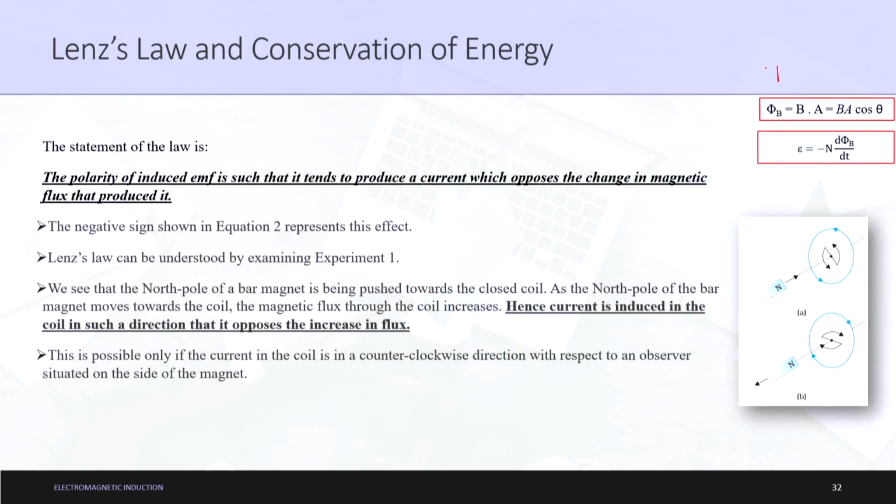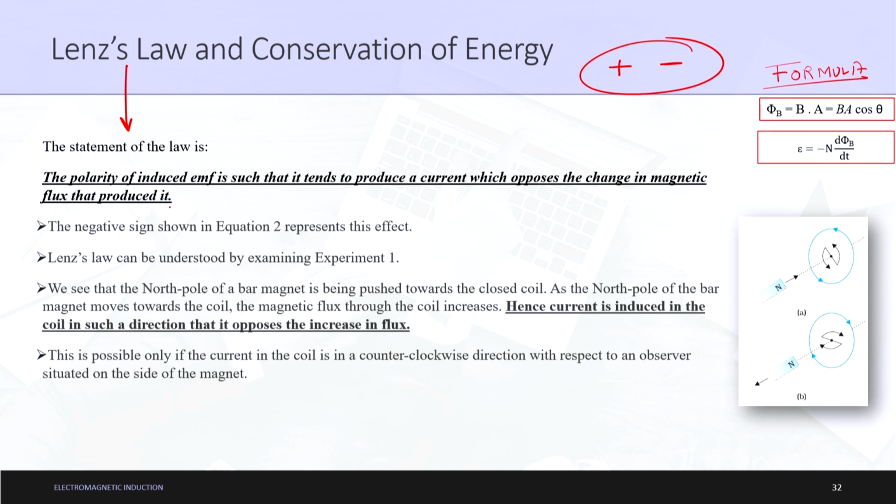As you keep on seeing, the formulas are being updated here slide by slide for your easy reference. Let me iterate the statement of Lenz law. The polarity of the induced EMF, polarity is nothing but the positive and negative value of this EMF, is such that it tends to produce a current which opposes the change in magnetic flux that produced it.